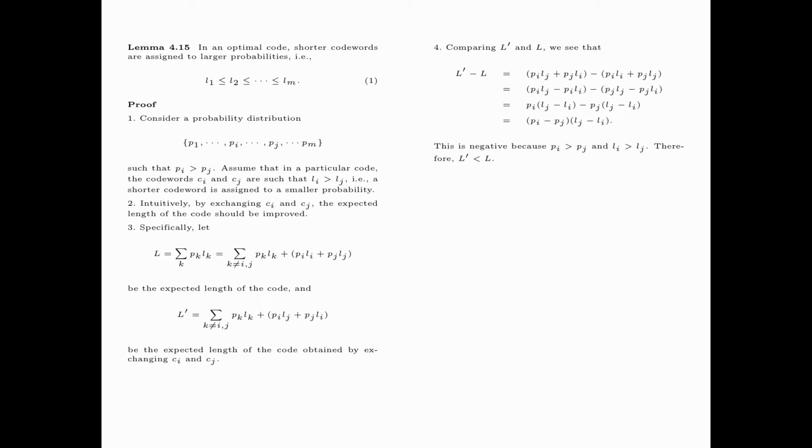This product is negative because pi is strictly bigger than pj, and li is strictly bigger than lj. Therefore, we conclude that L prime is strictly less than L. Since the original code can be improved, it is not an optimal code. Therefore, for an optimal code, shorter code lengths are assigned to larger probabilities. The lemma is proved.